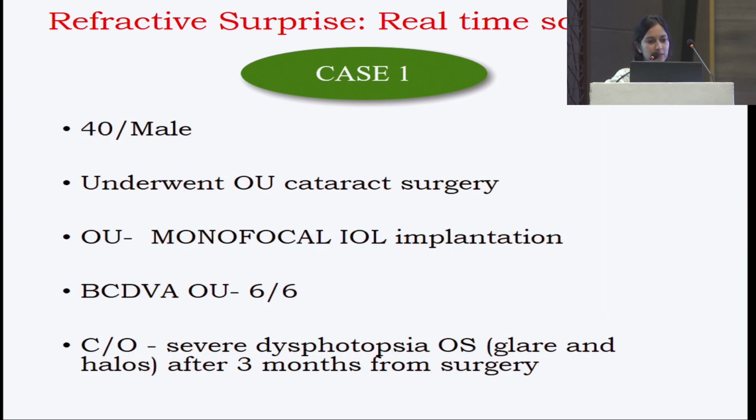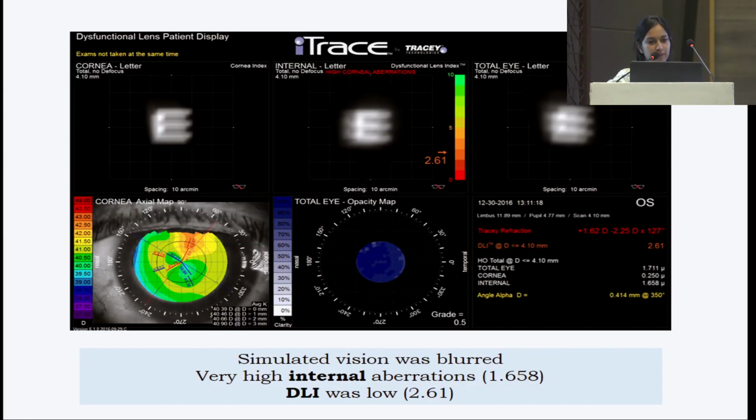This was a 40-year-old male who underwent cataract surgery in both eyes with a monofocal lens, and best corrected vision was 6/6. He complained of severe dysphotopsia 3 months after the surgery. Earlier he was given lubricants, but he was not satisfied. The EyeTrace gave a simulated vision picture which was very blurred, both internal as well as corneal. The dysfunctional lens index was 2.6 even though there was a clear lens, a clear IOL.